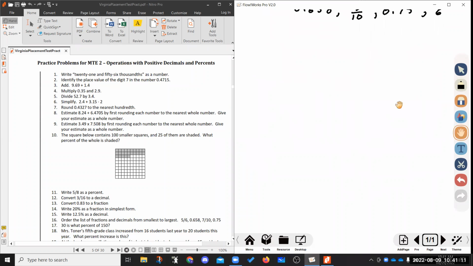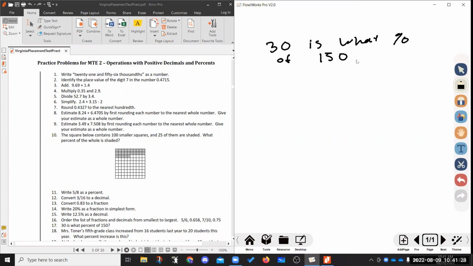Going on to number 17. Number 17 says 30 is what percent of 150? So we got a couple of different ways we can do this. I'm going to set it up with a proportion, even though proportions are really something that we talk about more in MTE 3 because they have an equal sign in them. Actually, yeah, proportion is how we're going to do this.